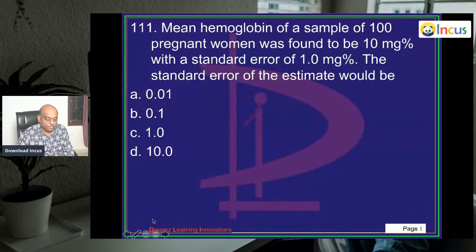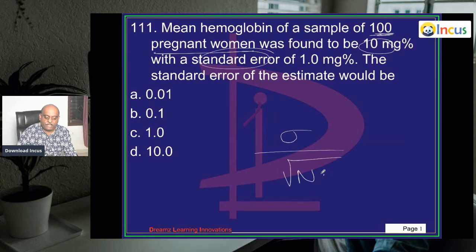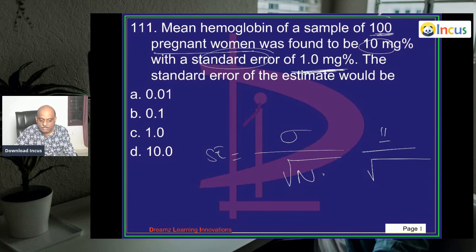Now, the mean hemoglobin value of a sample of 100 pregnant women was found to be 10. What is the standard error? Already we discussed that the standard deviation divided by the square root of n will give you the standard error. What is the standard deviation here? 1 divided by the square root of how many? 100. So 1 by square root of 100 is equal to 1 by 10, which is 0.1.